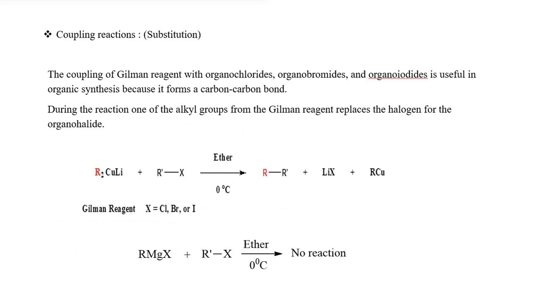One of the important types of reactions given by Gilman reagent is substitution type reaction or coupling reaction. Coupling of Gilman reagent with organochlorides or organobromides or organoiodides is useful in organic synthesis because it forms a new carbon-carbon bond.